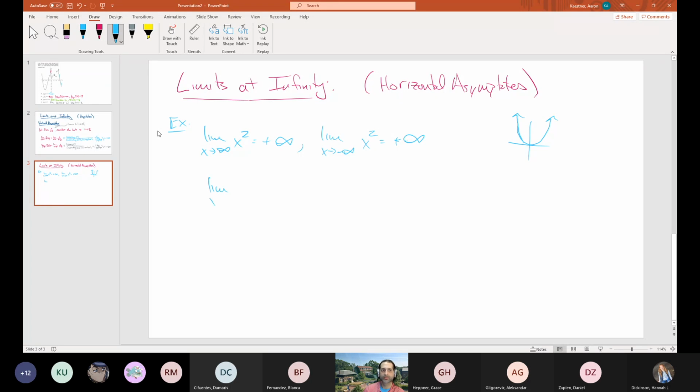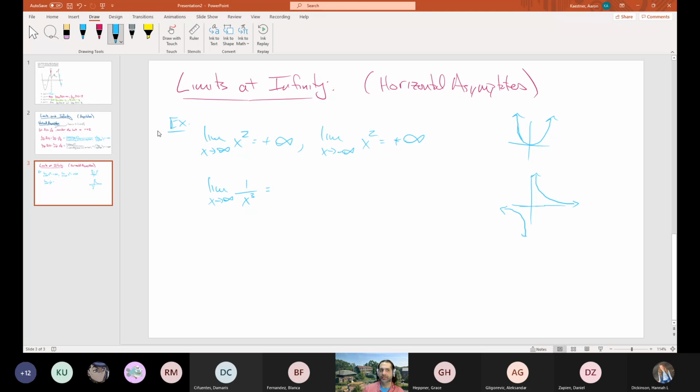We could do something else. Let's do a slightly different one. What if I looked at something like 1 over x cubed? Now, if I plug a big positive number in and I cube it, cubing a positive number is still positive, becomes an even bigger positive number. The graph of 1 over x cubed looks something like that.